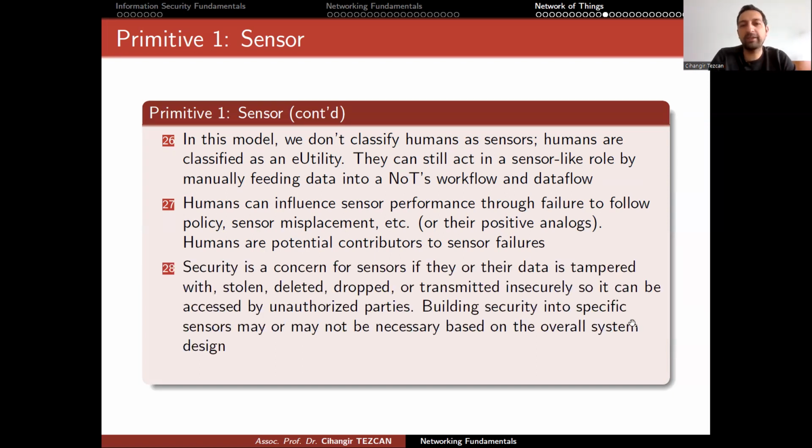Security is a concern for sensors if their data is tampered with, stolen, deleted, dropped, or transmitted insecurely, so it can be accessed by unauthorized parties. Building security into specific sensors may or may not be necessary based on the overall system design. Reliability is a concern for sensors. So as you can see, there are many things to be considered, many assumptions are made, and security is always a concern here, and also reliability, because we are obtaining data from sensors and we have to be sure that they are reliable.